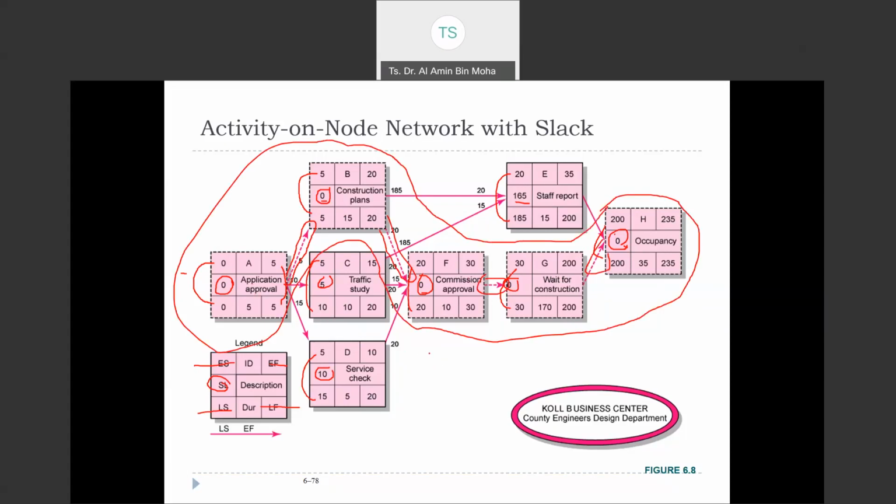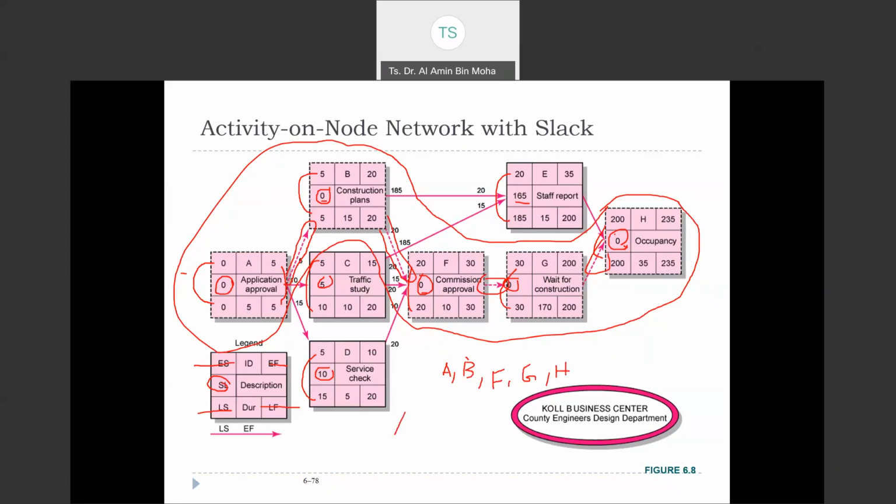What is the critical path? If the question asks which activities are critical, the activities are activity A, activity B, activity F, activity G, and activity H. They are critical. How about the critical path?